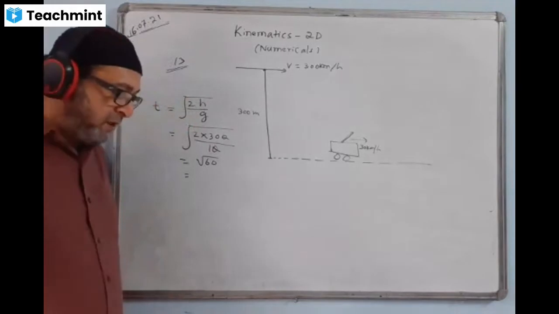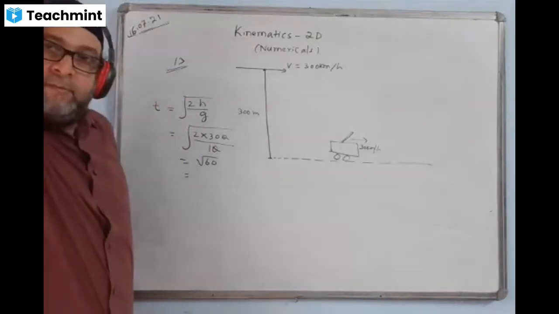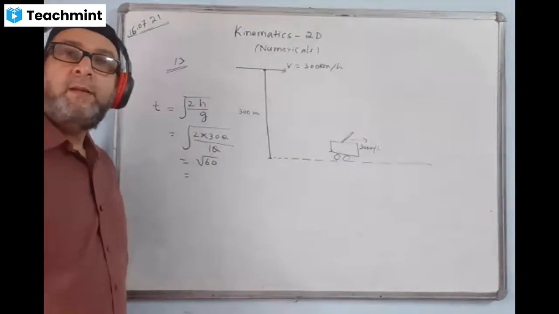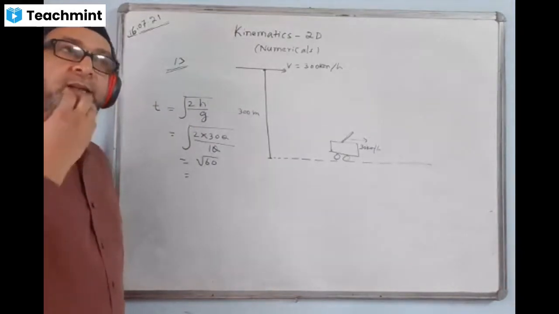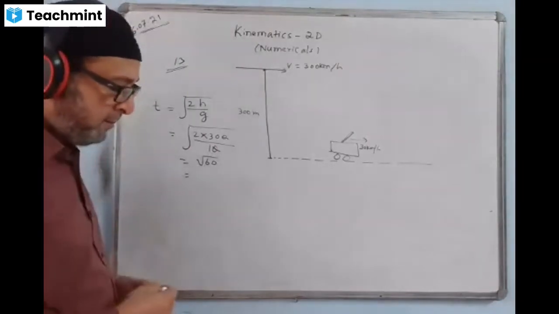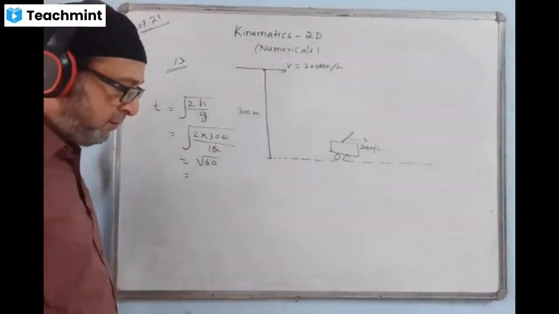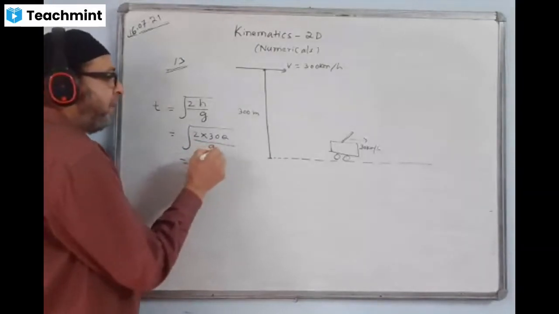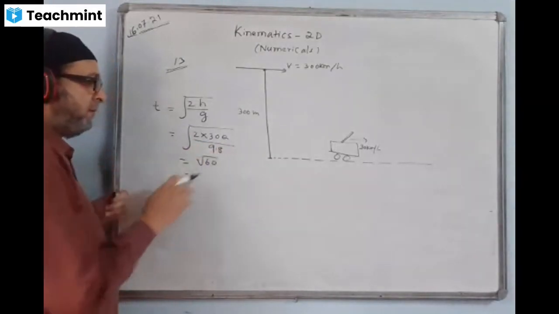What is the value of root 60? Anyone? Root 60 answer is how much? 7.74. 7.7. Okay, the value of g in the question is given as 9.8. Sorry, I'll take 9.8, whatever the value is given, 9.8.